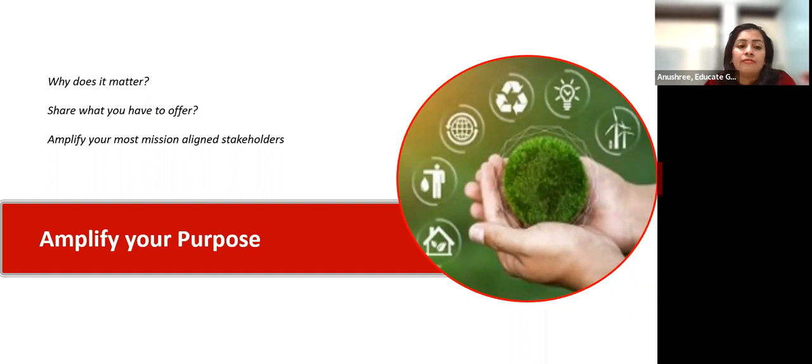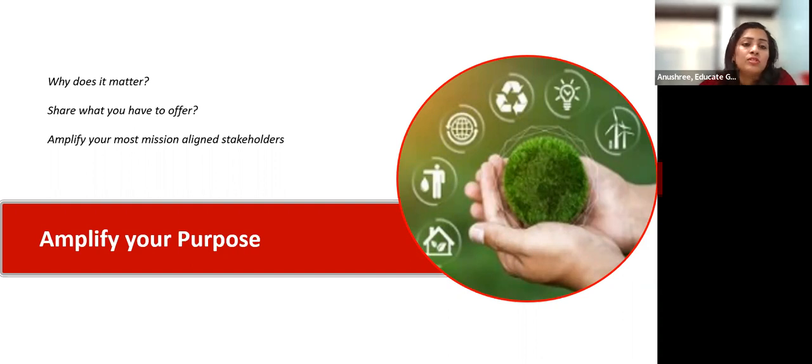What does it have to offer? What is the outcome, or what is the change that it brings about? What are the SDGs, the goals that it is meeting? So how do you amplify your purpose?